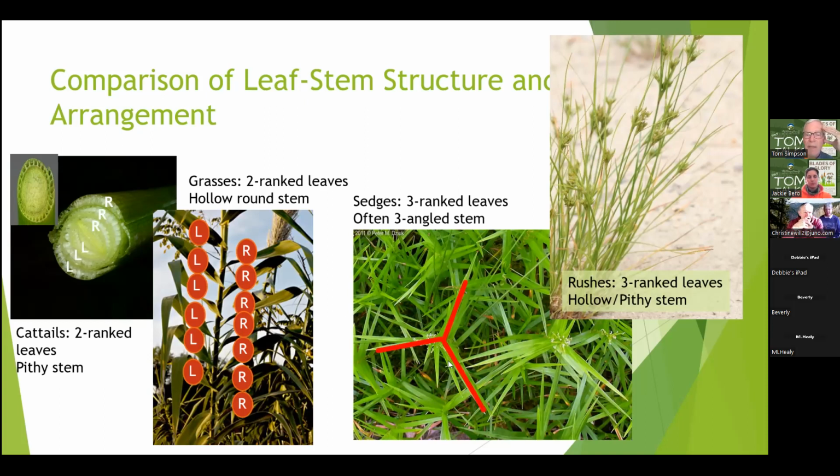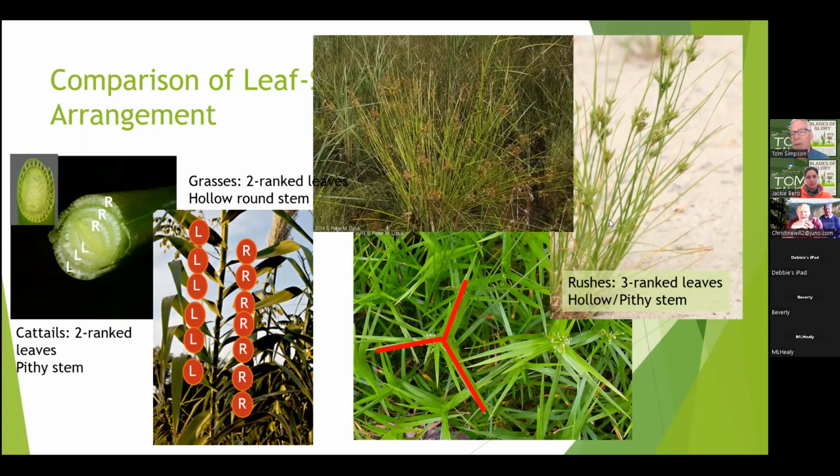Sedges are 3-ranked. This is not one of the Carex, but it's all the sedges. This is actually a 3-way sedge in the genus Dulichium. The rushes are 3-ranked with a pithy stem, or sometimes really without any leaves at all, like this Juncus effusus. See how grass-like some of these plants look, even though they're not truly grasses.